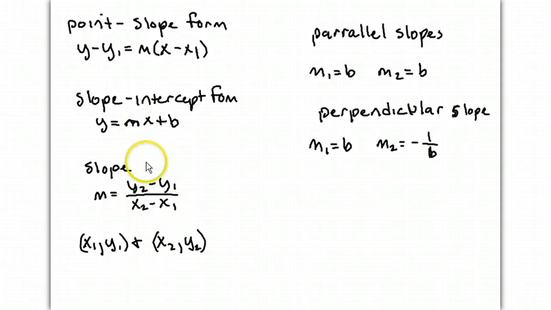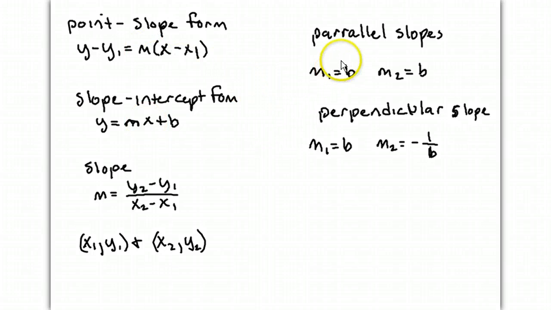Once you have the slope, you're able to do two equations, one called the point-slope form, where they give you a point, 1 point, and a slope. So if they give you x1 and y1, you can plug it in this formula along with the slope, and you will end up getting it in slope-intercept form, which is y equals mx plus b.